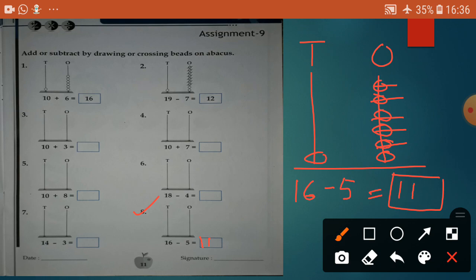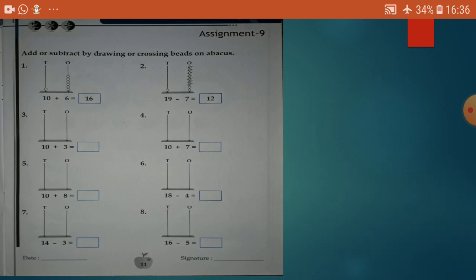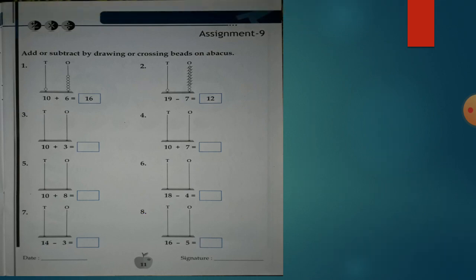So I hope everyone understood crossing the beads on the abacus. So children, first you draw the beads, and then you cross the beads on the abacus. So I hope everyone understood.